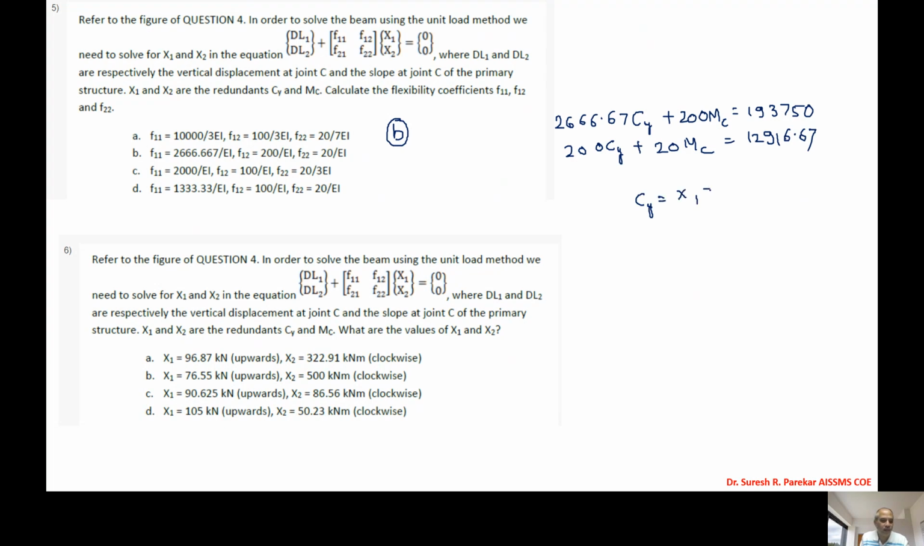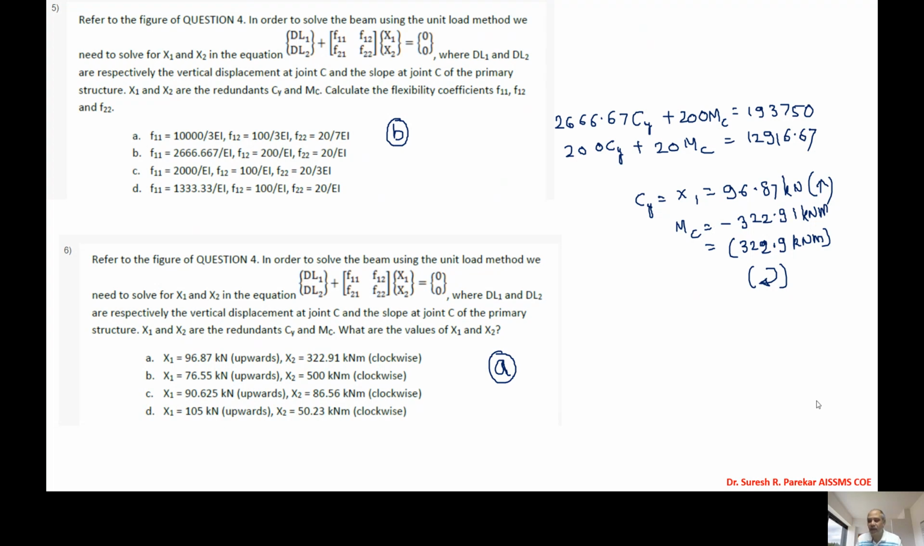Cy we have, x1, which will be 96.87 kilonewton, and then we have Mc that is equal to minus 322.91 kilonewton meter. This is positive, so upward. This is negative, so we have 322.9 kilonewton meter, as we have assumed anti-clockwise. So we have answer will be clockwise because we have minus, and then this will be option A. So this will be our problem number 6.